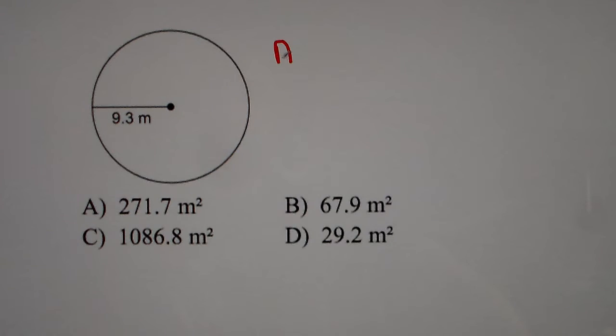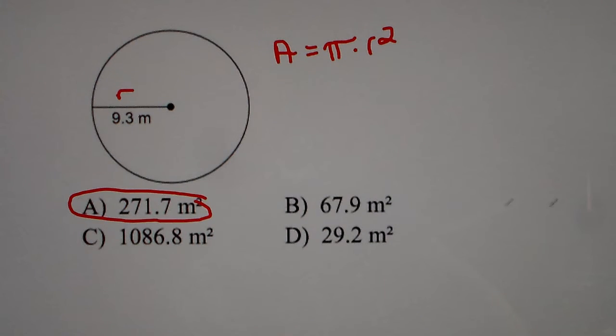Once again, the formula to find the area of a circle is pi times radius squared. And if our radius is 9.3, we do parentheses 9.3 squared times pi, which is 271.7. So that would be A.